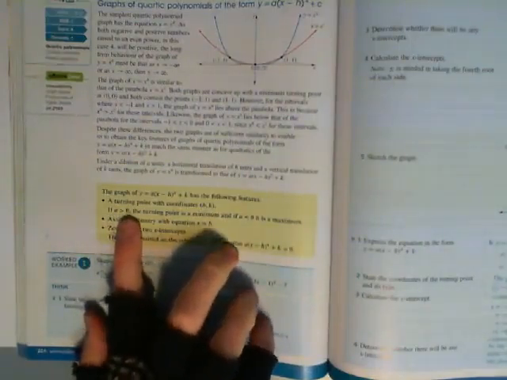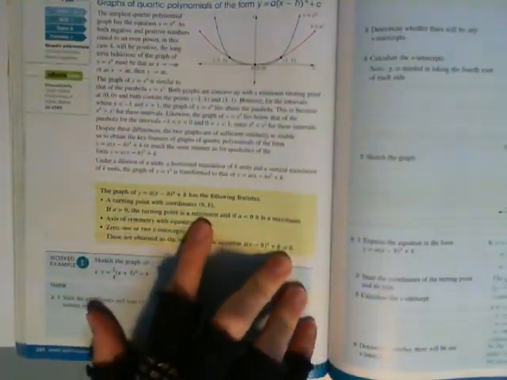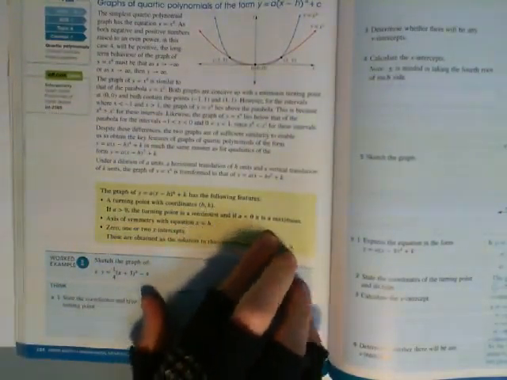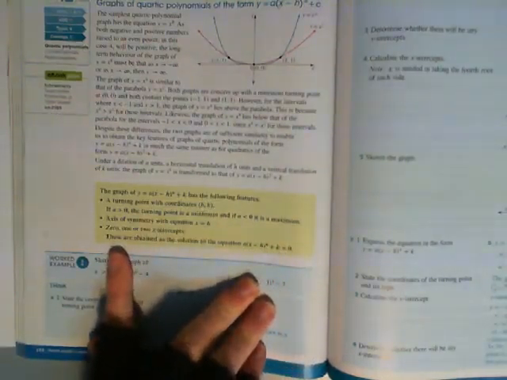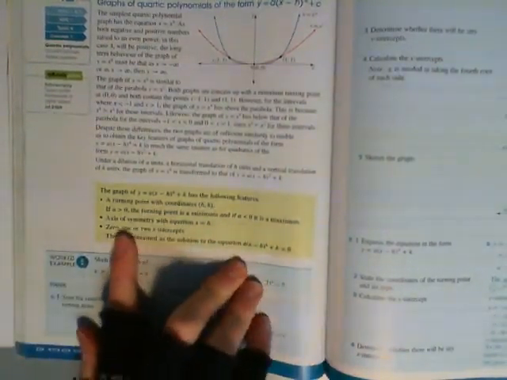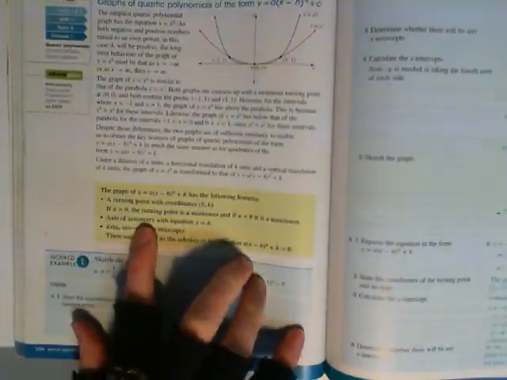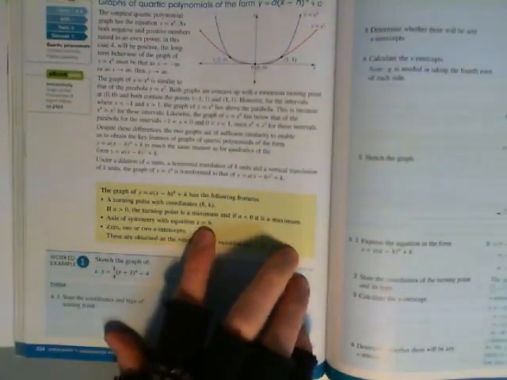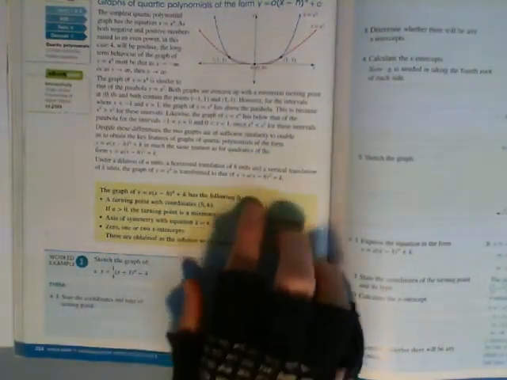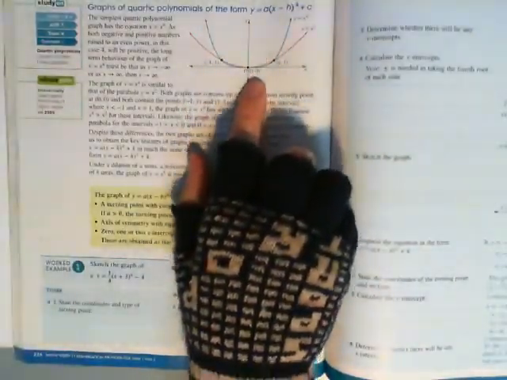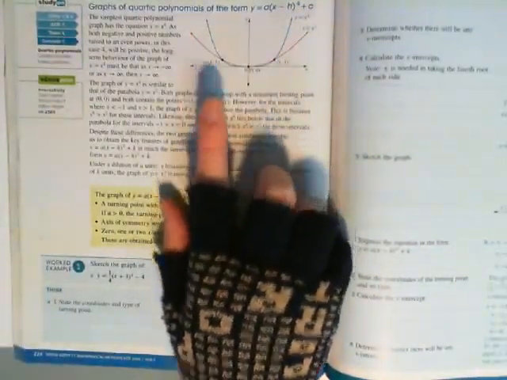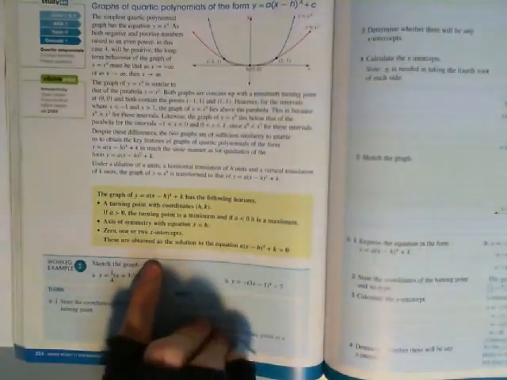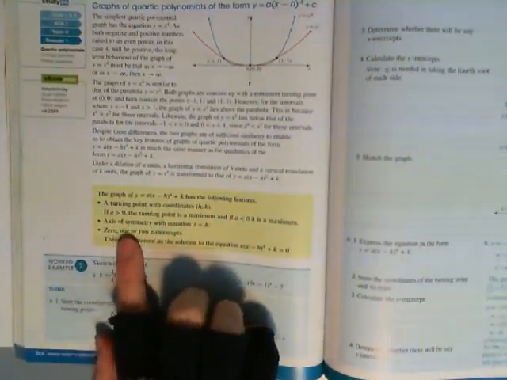So if a is greater than 0, the turning point is a minimum. If it's less than 0, it's a maximum. So that's just determining whether it's a minimum or maximum. So axes of symmetry with equation x equals h. So down the middle, we'll have x equals h. It's a similar axes of symmetry.